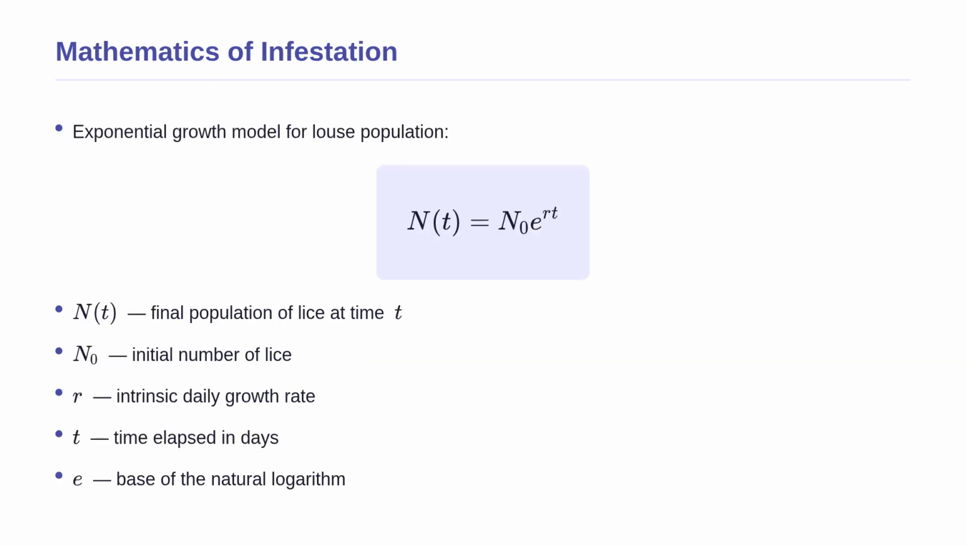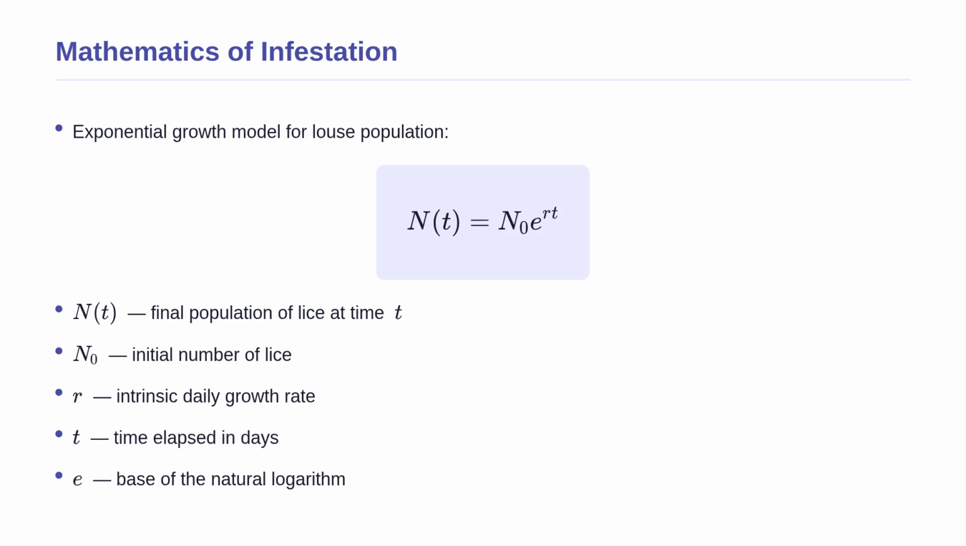Knowing the diseases they carry, we must now ask, how quickly can an infestation spread? Because lice reproduce continuously, as long as they have a host, their population grows exponentially. We model this using the standard exponential growth equation. N of t equals N naught times e raised to the power of r times t.